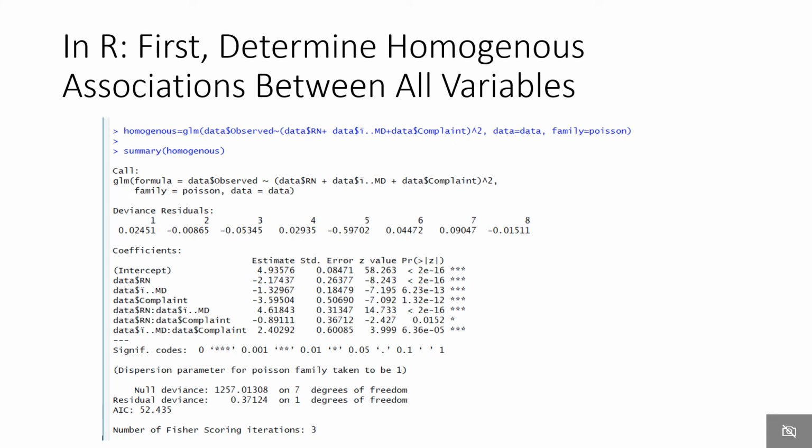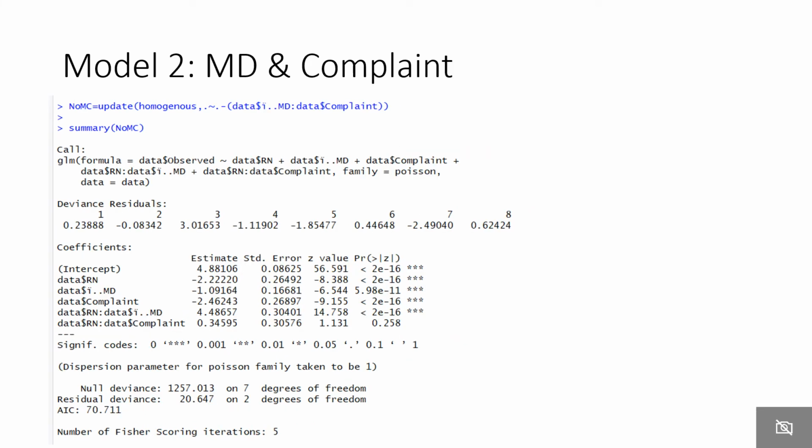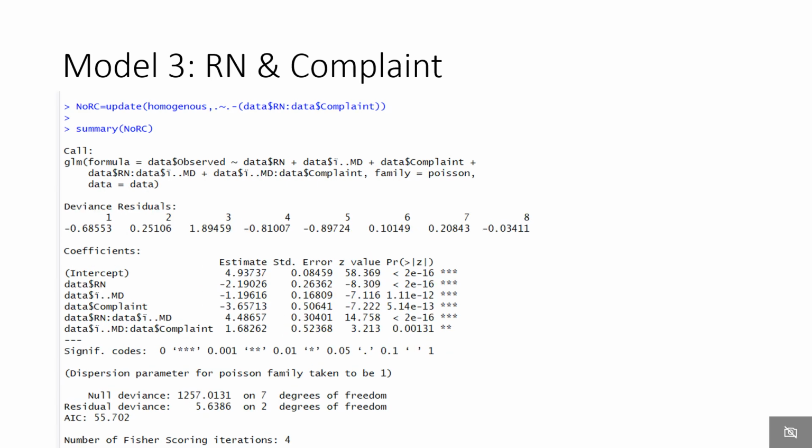In R, we first determine the homogeneous association between all our variables, and this is the formula we used. The first homogeneous model drops the pairwise link between RN and MD, and these are our results. The second model drops MD and complaint. The third model drops the pairwise link of RN and complaints.